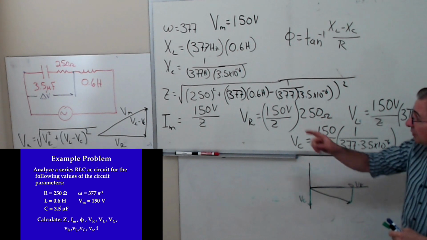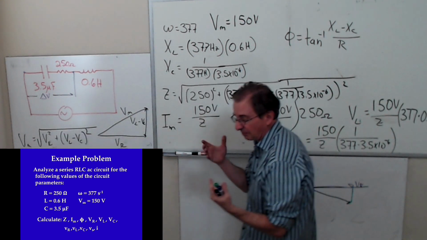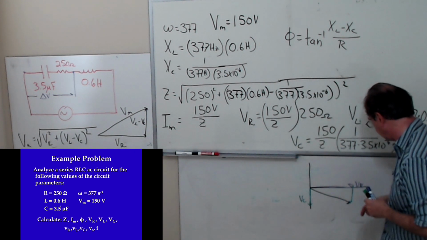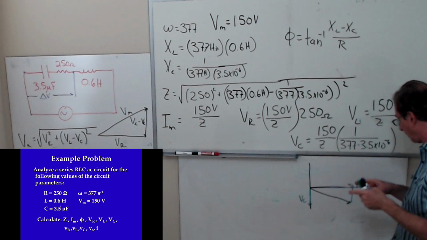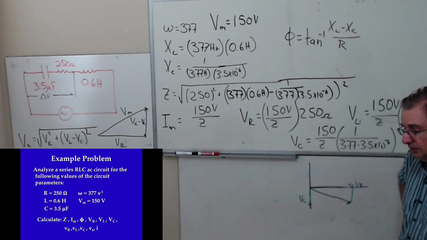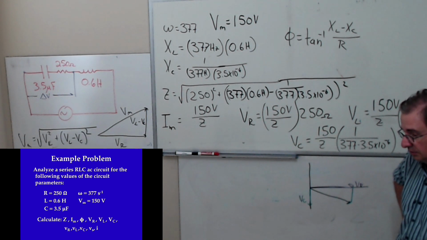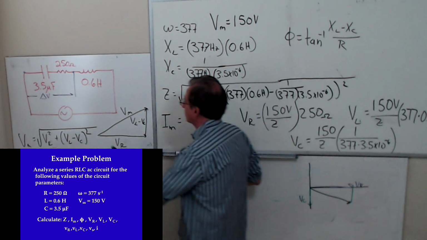So if I want to find the voltage between this point and this point, the potential difference, the maximum value, I've got to find the hypotenuse of the right triangle formed by V sub C and V sub R. They're 90 degrees apart. They're 90 degrees out of phase. Same thing as if I did these two.